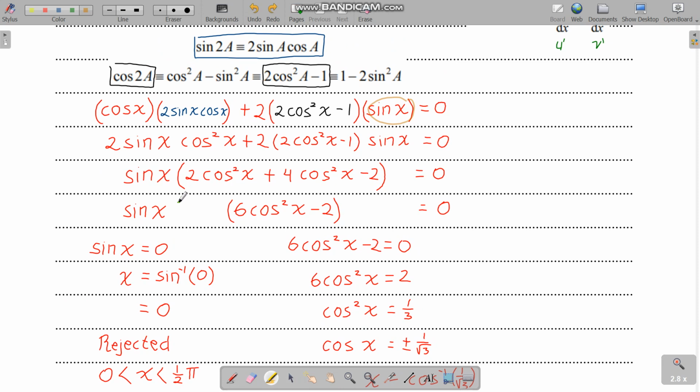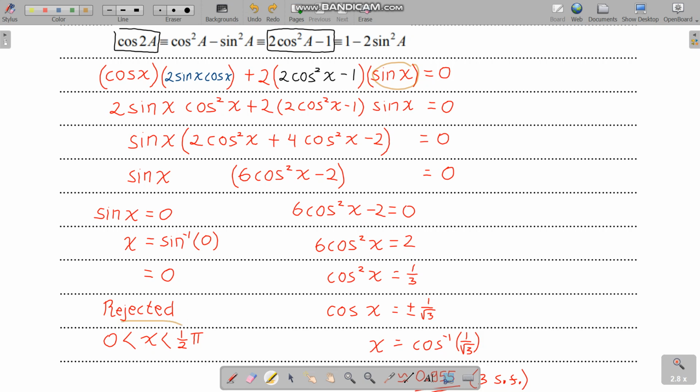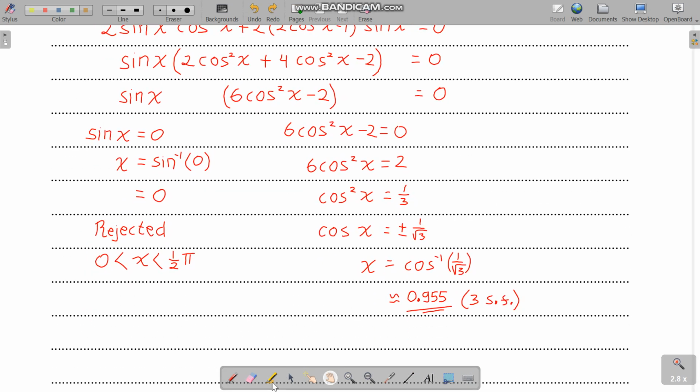Okay, now from something times something equals 0, we have the first factor equals 0, so x equals 0, and this is rejected because the domain in the question does not include 0. And from here 2 plus 4 is 6. We have something simple in cos squared x, so we're solving the second factor equals 0, plus 2 both sides, divide by 6 both sides, and take the square root of both sides.